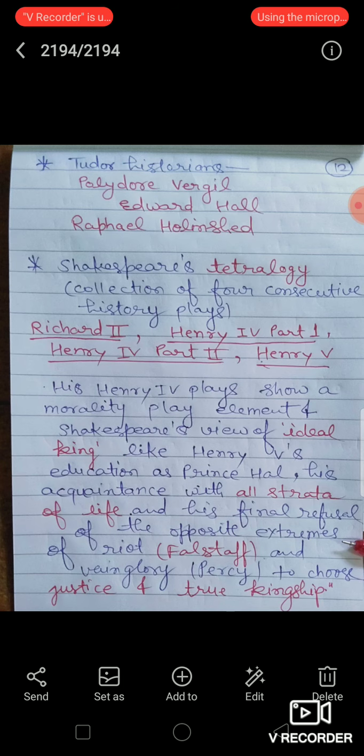Polydore Virgil. The second one is Edward Hall. And the third one, the most important one, is Raphael Holinshed. So as we talk of the plays like Hamlet, their plots are taken from Holinshed's Chronicles.